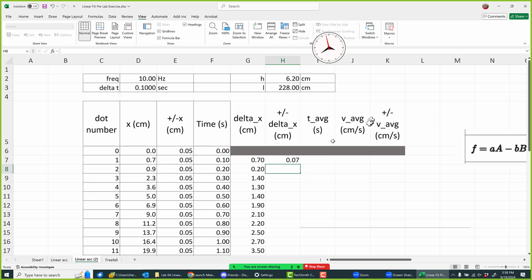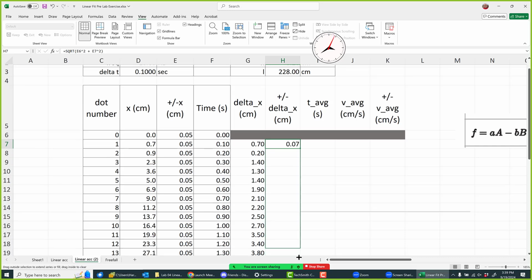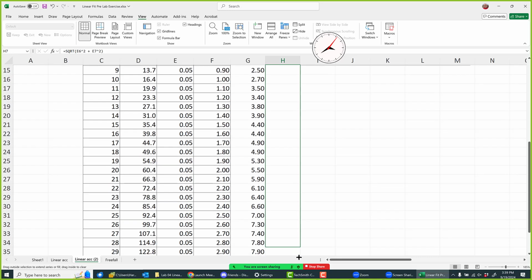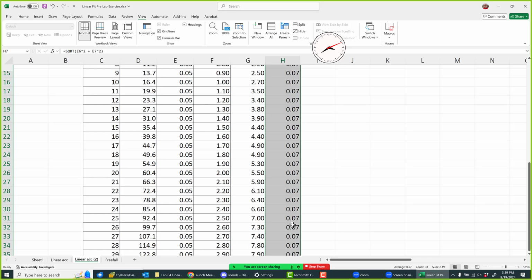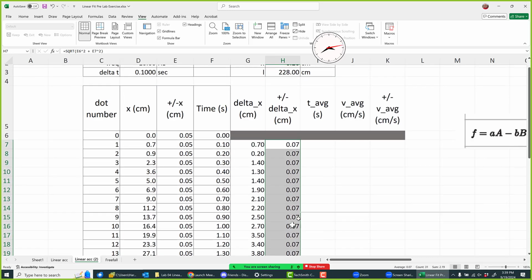And then again, we take our fill handle. And we fill in all of them. And not surprisingly, they're all the same.